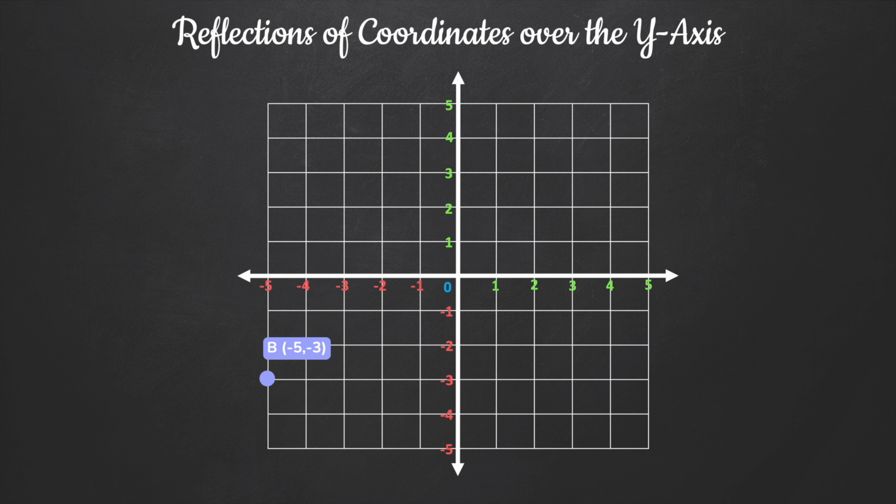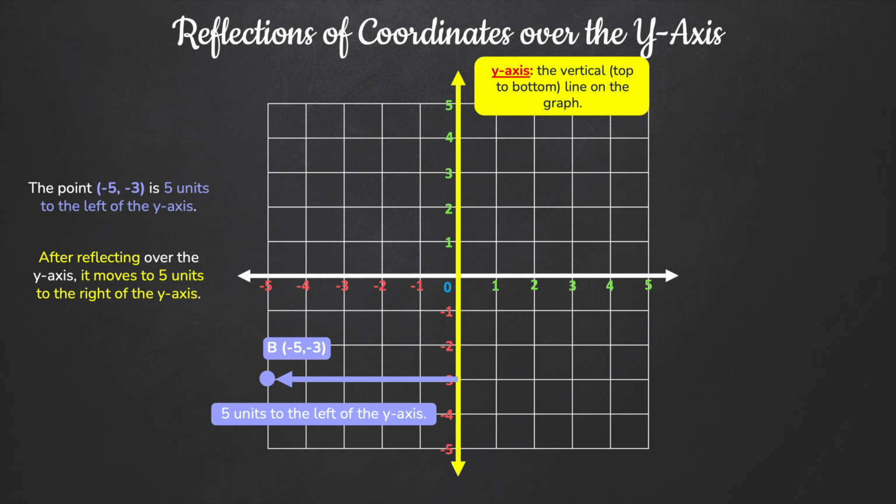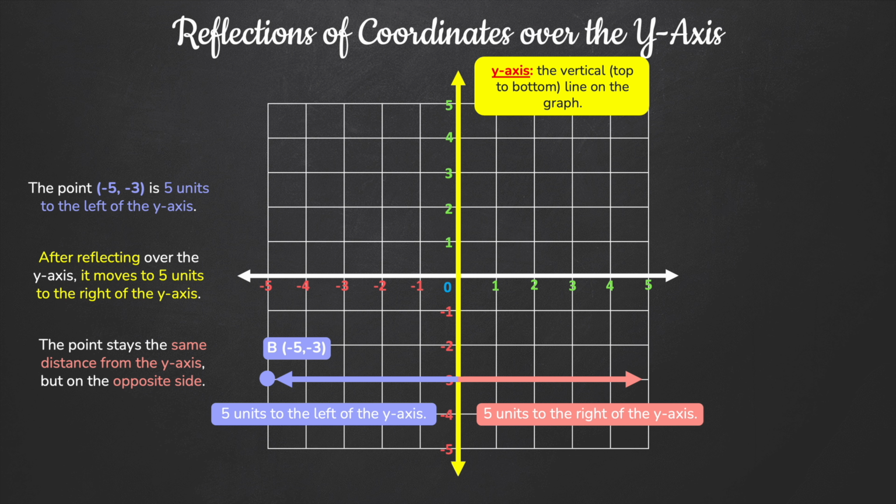Let's go ahead and do another example. Here we have B, which is at -5, -3. And here we have our y-axis, which is the vertical line on the graph. This point here is 5 units to the left of the y-axis. If we reflect it, it's going to move 5 units to the right of the y-axis. That means the point stays the same distance from the y-axis, but on the opposite side. So the opposite side being 5 units to the right of the y-axis, and then we plot our point.